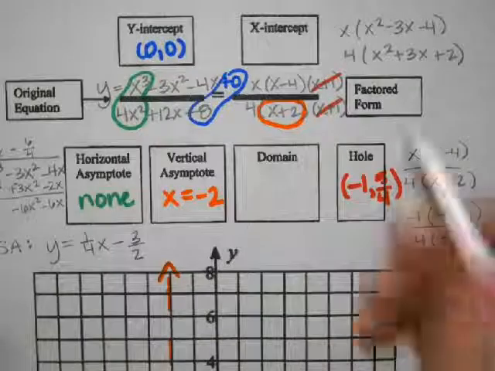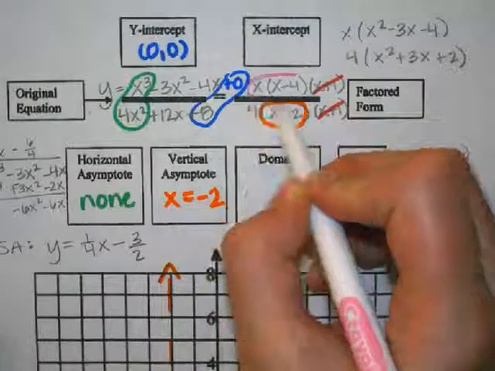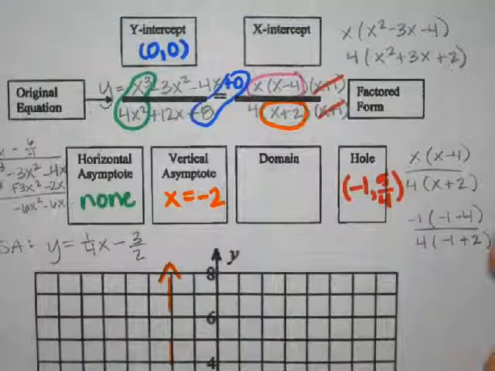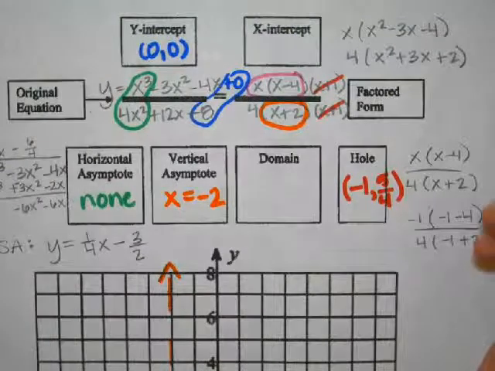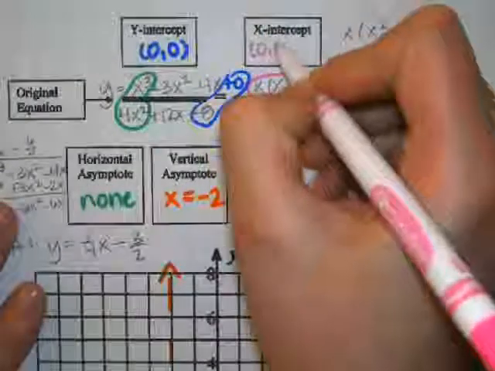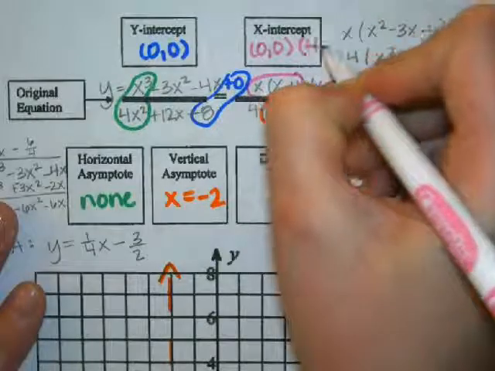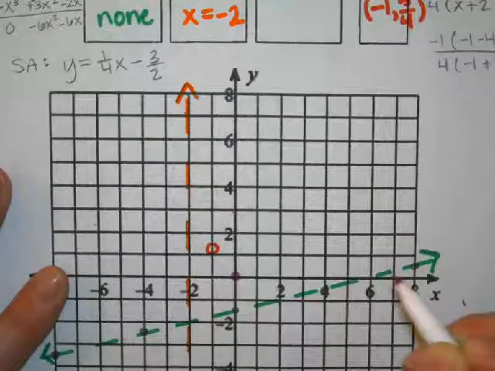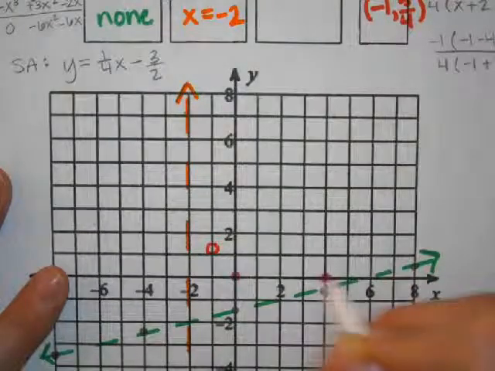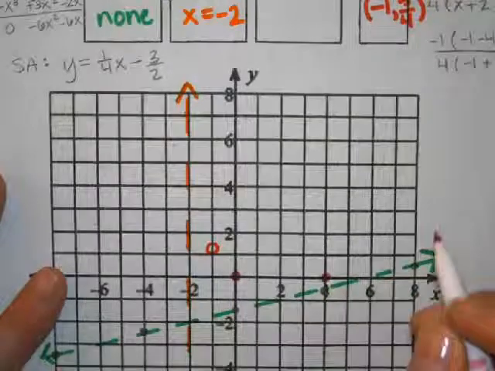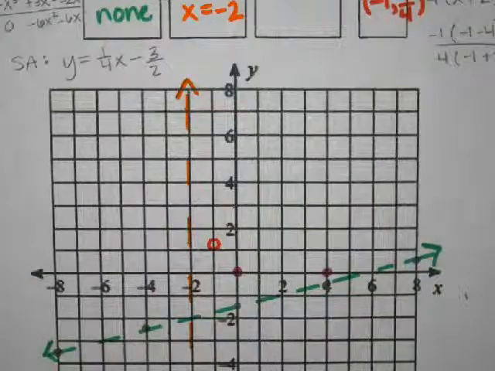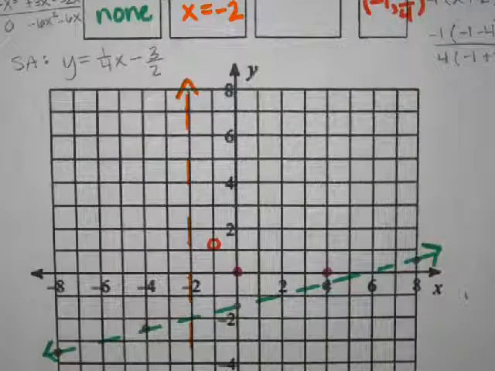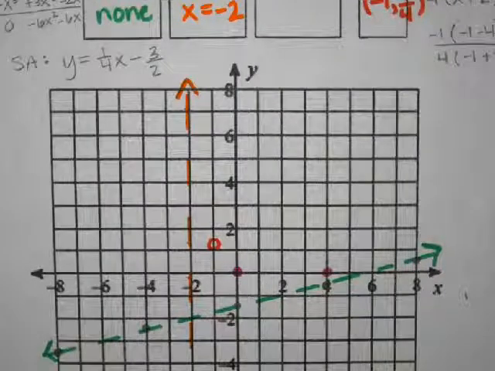So now I heard somebody say we should get our x-intercepts, so we can do that. What are the x-intercepts? 0, 0, and 4, 0, positive 4, right? So we draw a point at 0, 0, and at positive 4, 0. Okay. And then, what do we do last?